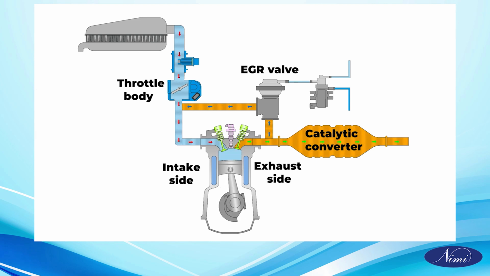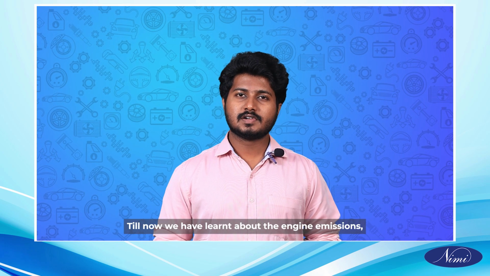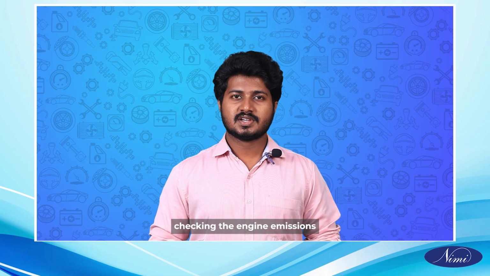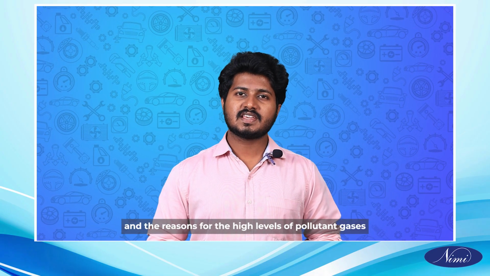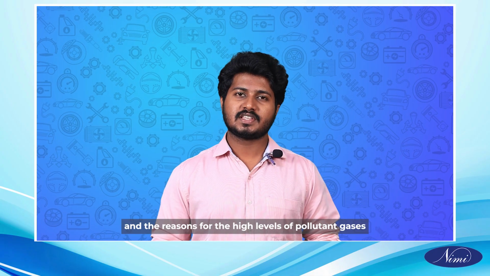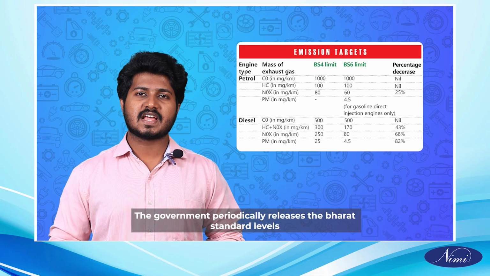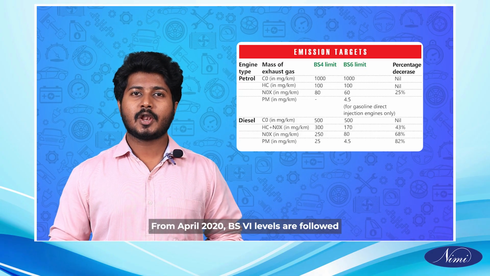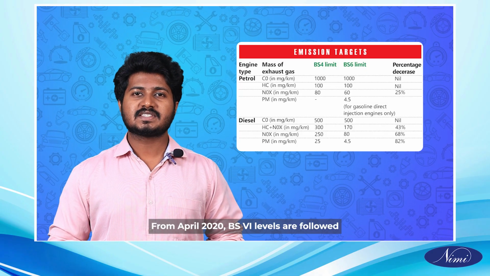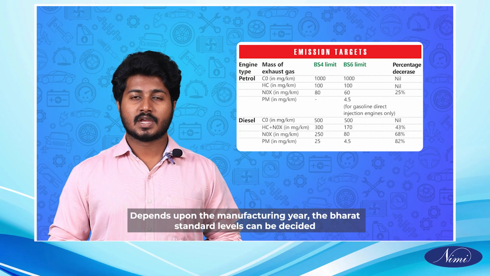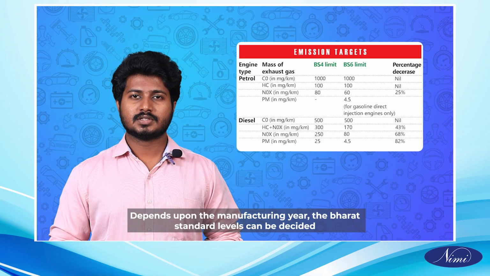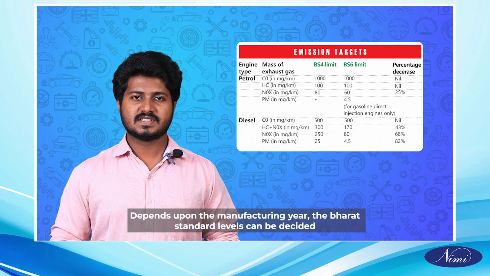Till now, we have learned about the engine emissions, checking the engine emissions and the reasons for the high levels of pollutant gases. The government periodically releases the Bharat standard levels. From April 2020, BS6 levels are followed. Depending upon the manufacturing year, the Bharat standard levels can be decided.